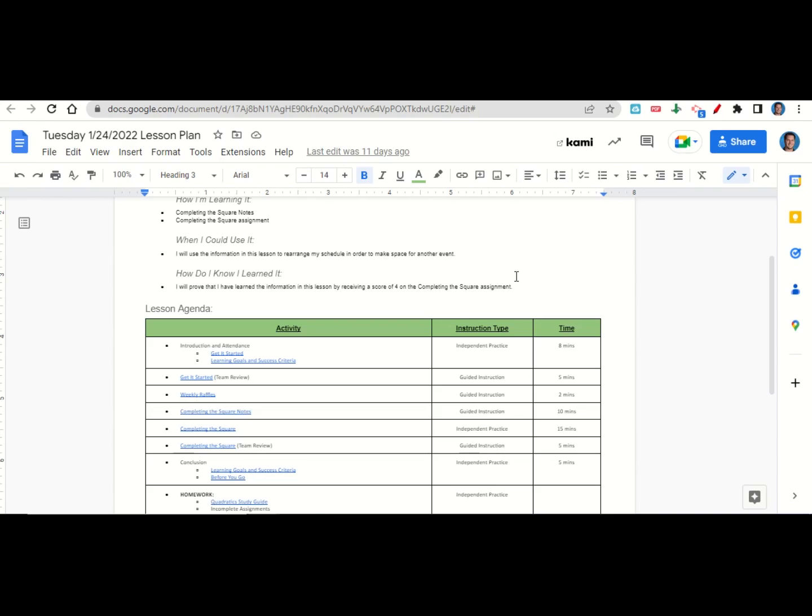After that, we'll go over the completing the square notes, and then I'll give you time to complete the completing the square assignment. Once you've completed the assignment, we'll go over it together and answer any questions that you may have. At the end of class, we'll go back over our learning goals and success criteria while you fill out your Before You Go. Your only homework for tonight is to continue working on the quadratic study guide and any incomplete assignments that you may have.